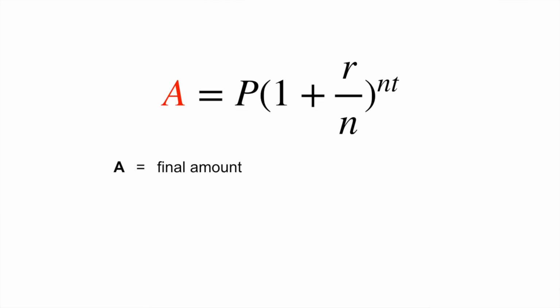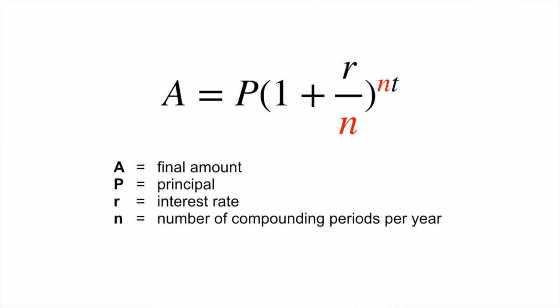See, when I was a young kid, my dad sat me down and showed me this exact same formula, where A is the final amount, P is the principal, R stands for interest rate, N is the number of compounding periods per year, and finally, T is the time period, also in years.